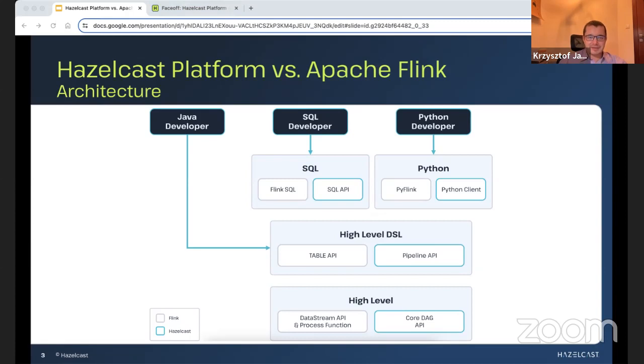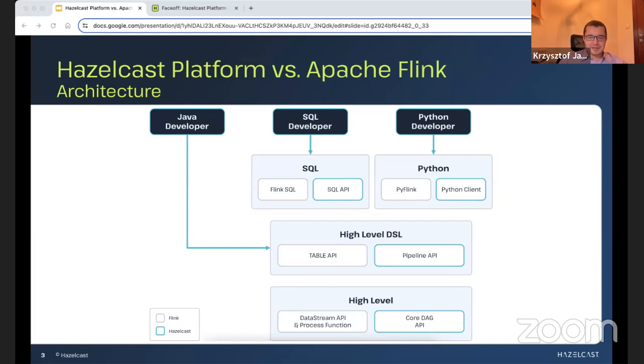But this lowest level API is rather complex to use. But it's available, both in Hazelcast and in Flink. It's an internal API, but if you really want, you can use it. It's the most powerful API, but the most complex one. So it makes sense to have some more convenient abstraction on top of that.